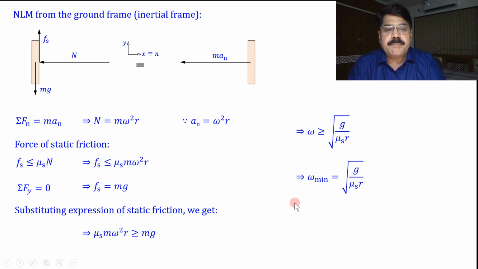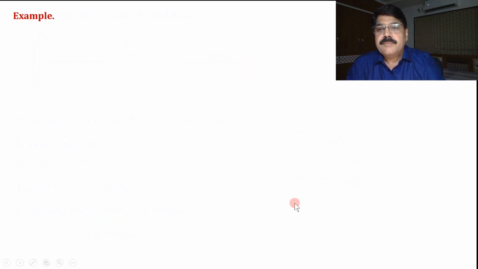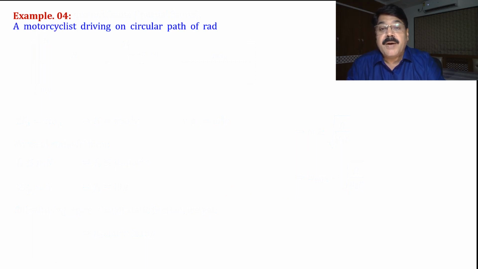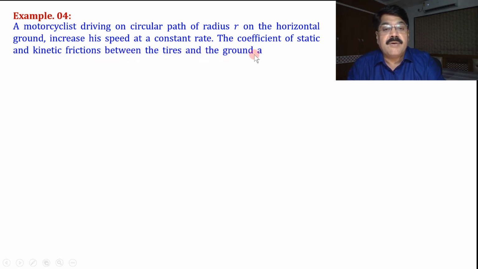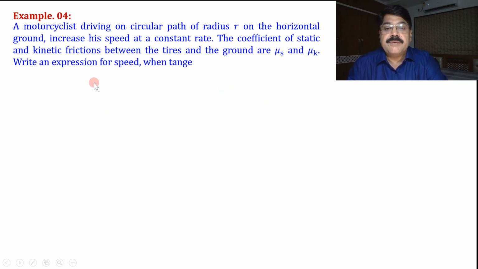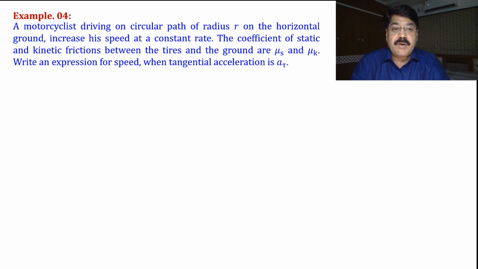Let us take the next example. Example 4. A motorcyclist driving on a circular path of radius r on horizontal ground increases his speed at a constant rate. The coefficients of static and kinetic friction between the tires and the ground are mu_s and mu_k. Write an expression for speed when the tangential acceleration is a_tau. Actually, so far in the examples we have taken, there was no tangential acceleration. Now, in this problem we are considering the tangential acceleration.